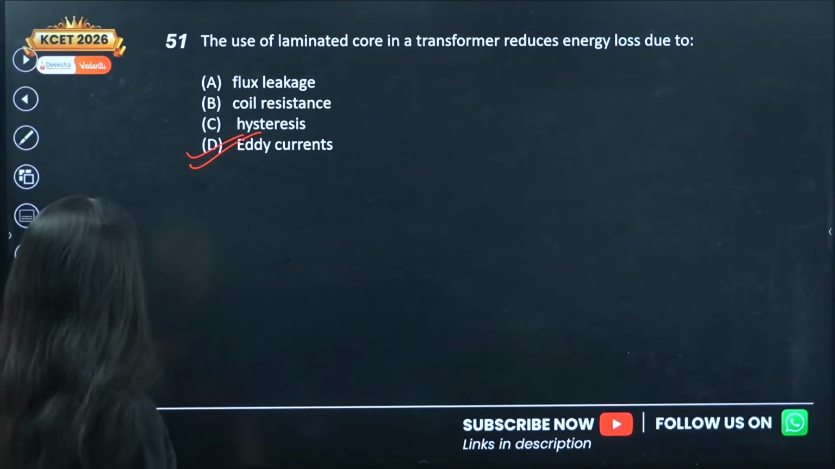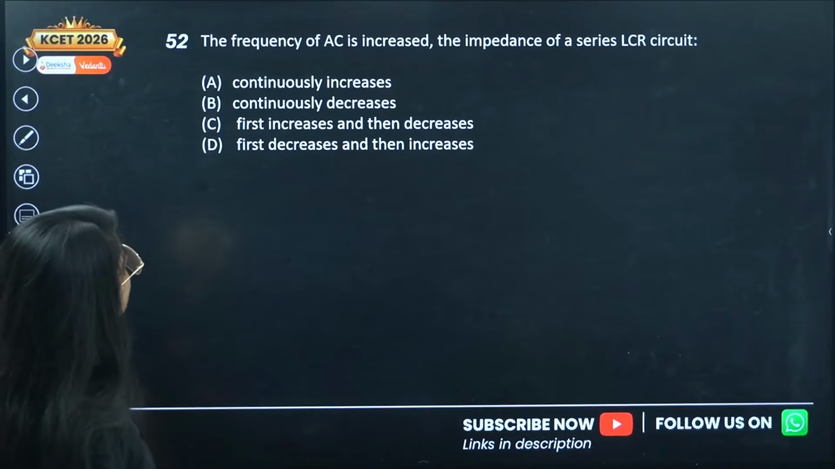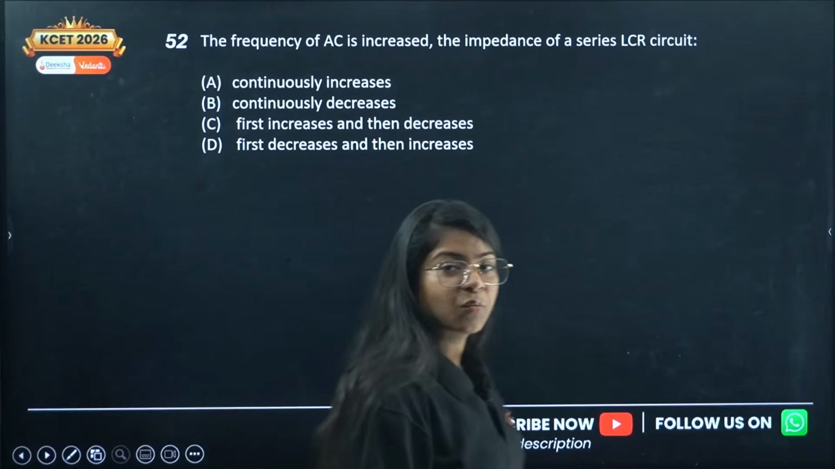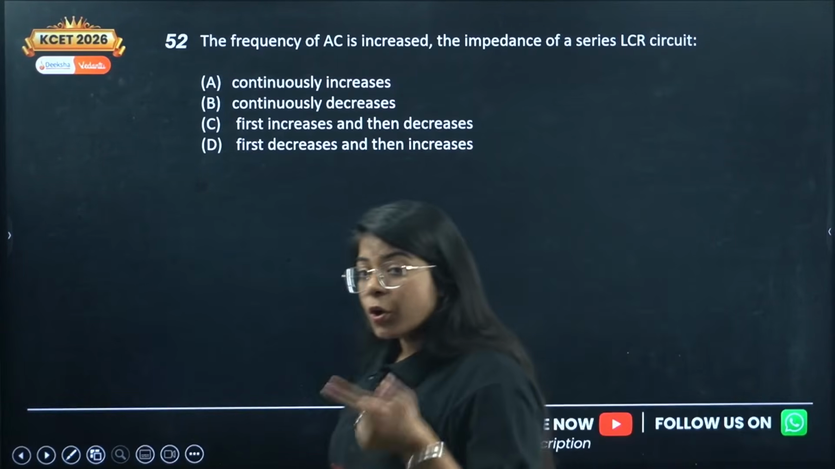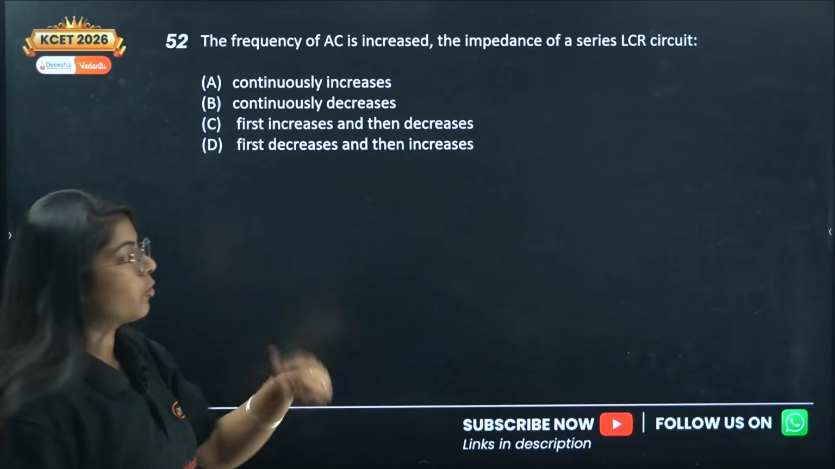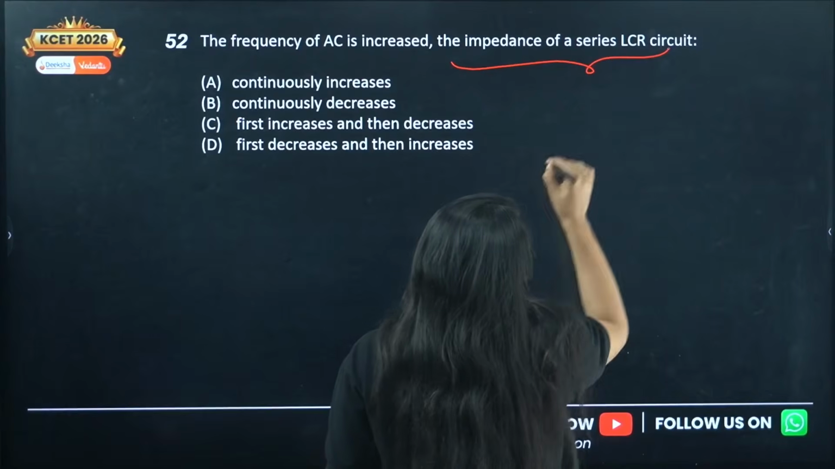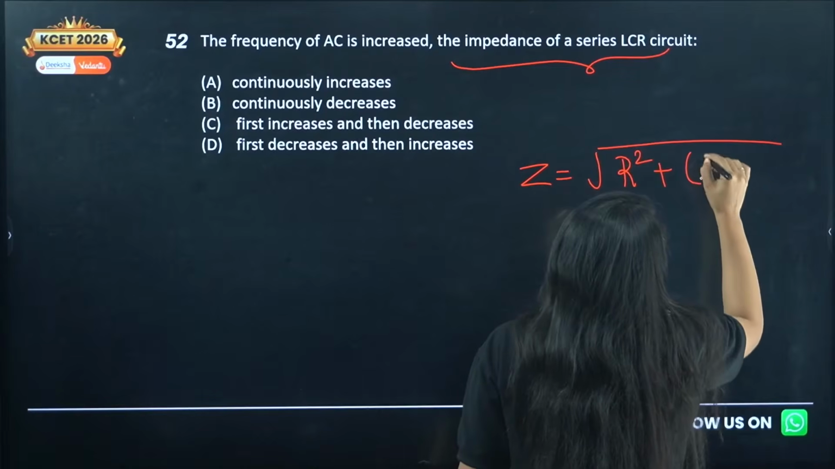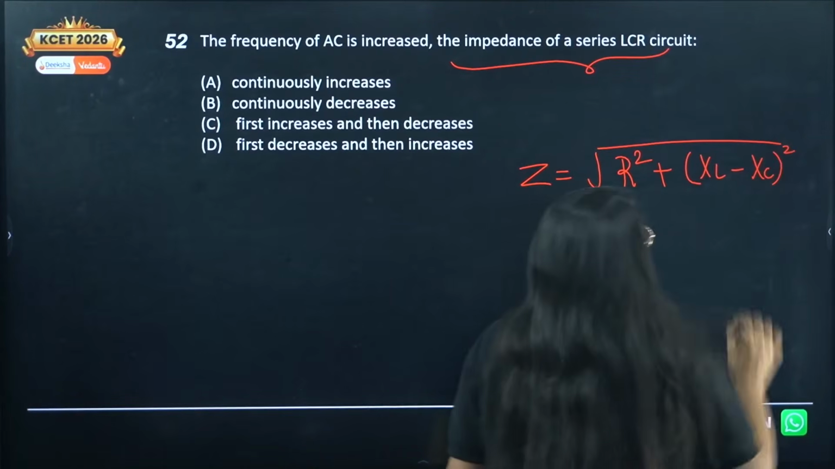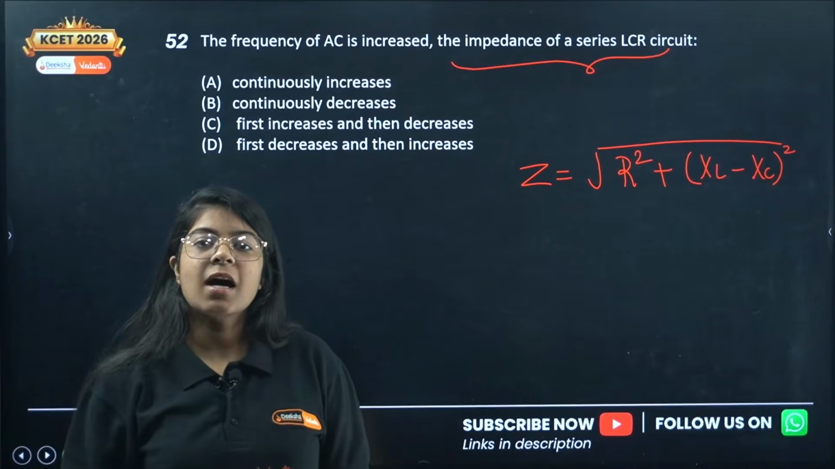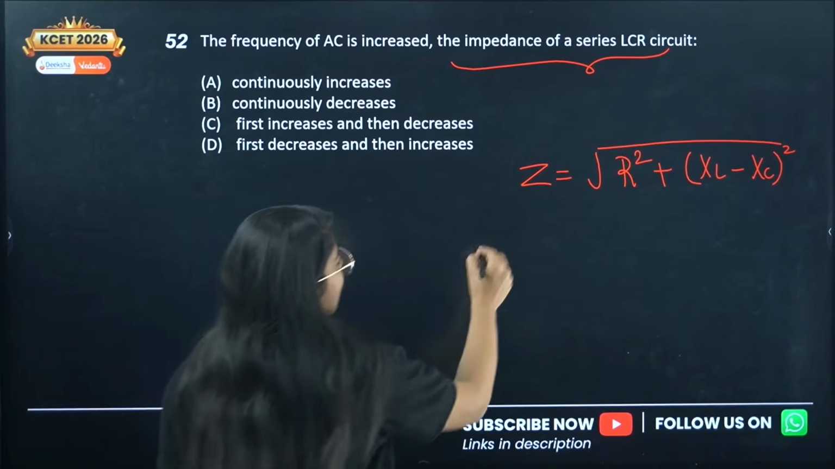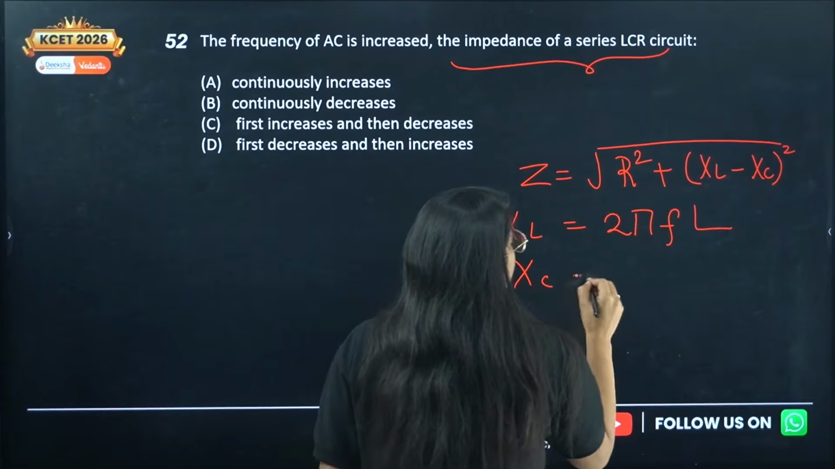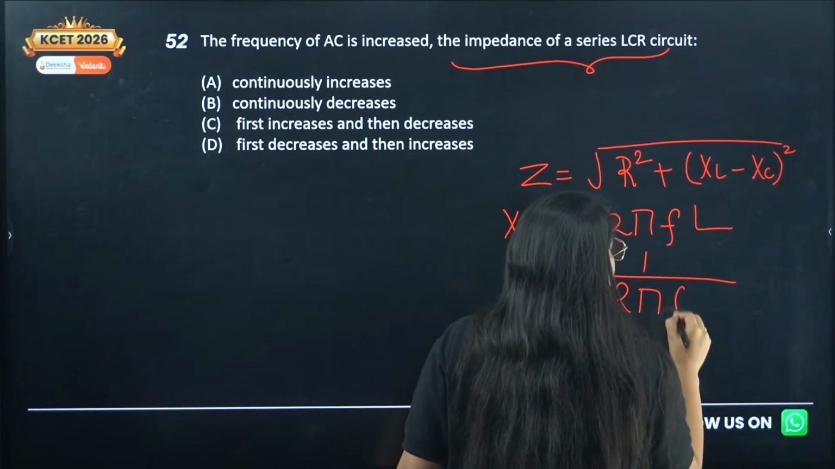Okay, next question says 52, if the frequency of AC is increased, the impedance of a series LCR circuit will be what? Again, a good critical conceptual question. Now, the impedance of a series LCR circuit we know is square root of R square plus XL minus XC whole square. Correct? This is the formula. Now XL is 2 pi frequency into L, XC is 1 by 2 pi F into C.